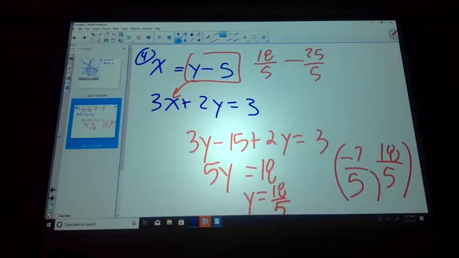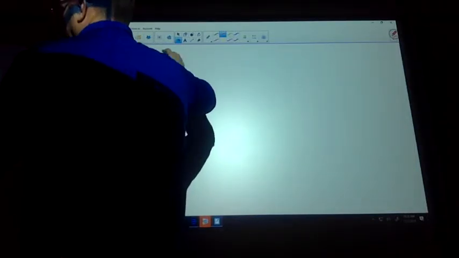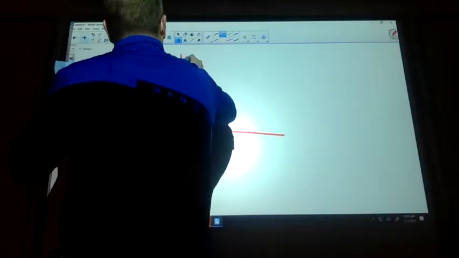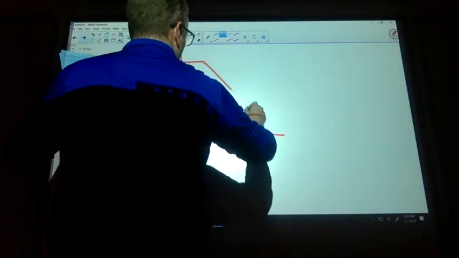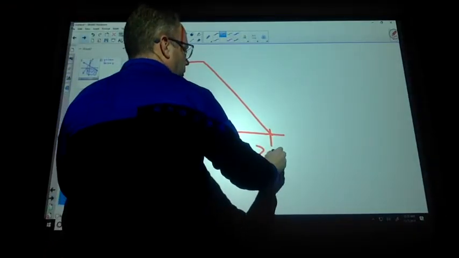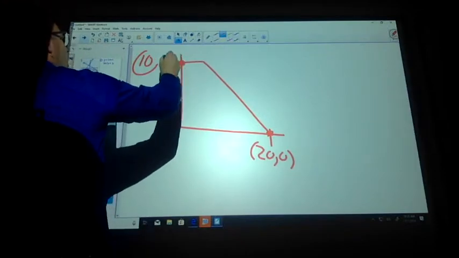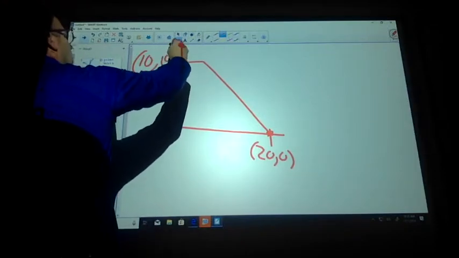Alright, any questions on 8, 9, or 10? Yeah, 10? Okay. So we have this bounded region. Number 10, we have this bounded region. So we have like something like this, and something like that. And boy, I did pretty poorly with that. But that's shaded. That's 0, 30.